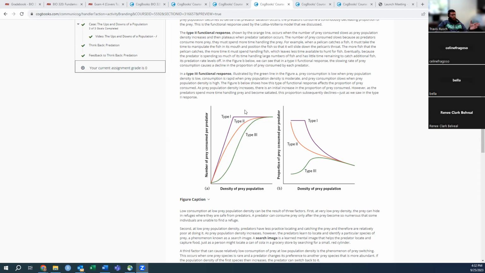An example of this that I found in Cogbooks was web building spiders. If more insects are hitting their web, they're collecting more and more food, but they're only able to eat their food as fast as they're able to satiate. So it'll continue to eat at an increasing rate, and then it'll just stop feeding, even as the population density increases. It can't keep up with the food that's hitting its web.